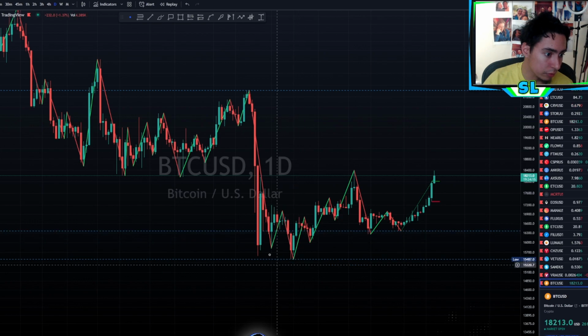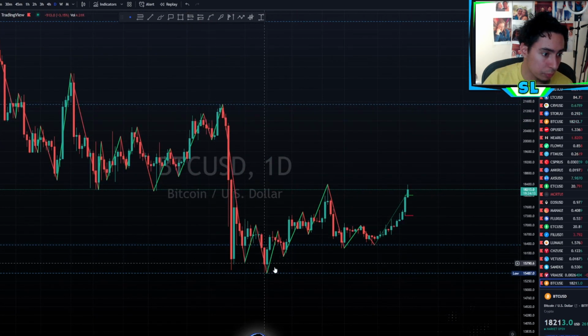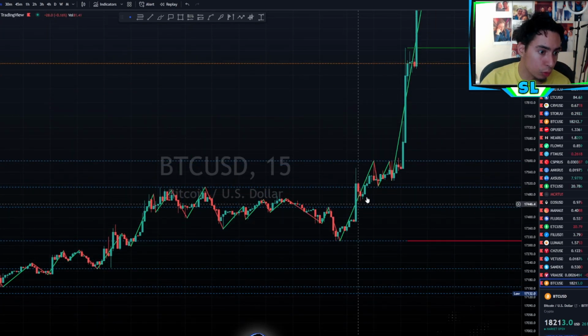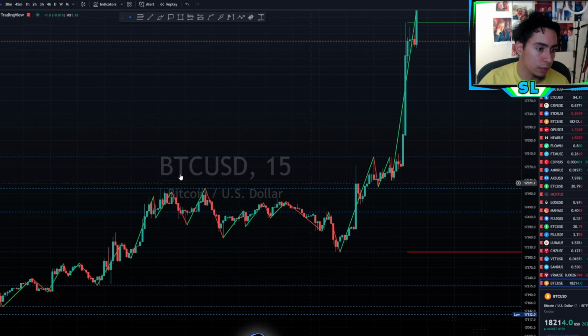These 2 levels right here are very important support levels for Bitcoin, and it shows you this automatically. And when you change to shorter time frames, you can see that there's more of it because we are constantly moving more on the shorter time frames.